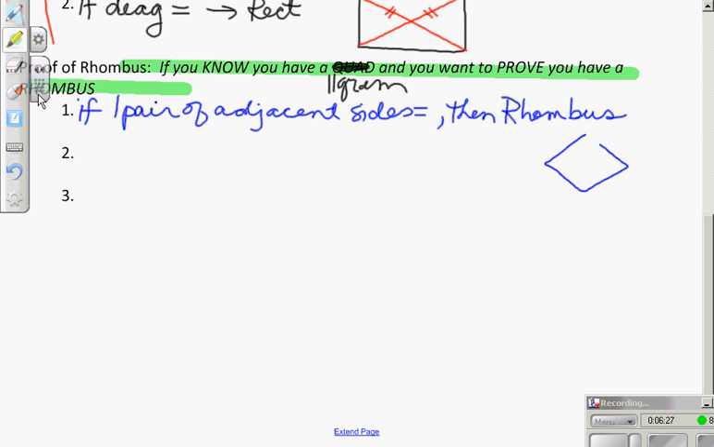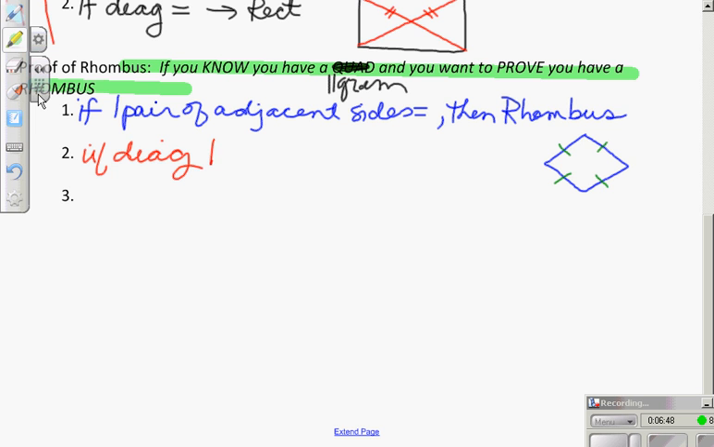Now, apply that to what we know about parallelograms. If these two are equal, one pair of adjacent sides, opposite sides in a parallelogram are equal, and you can quickly see it becomes a rhombus.